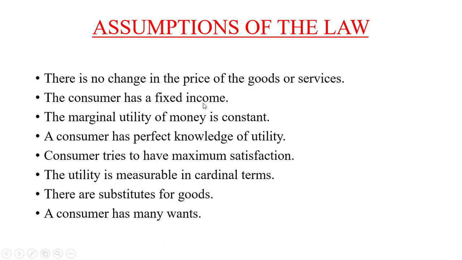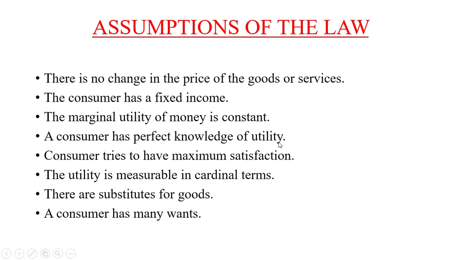The consumer has a fixed income. Now here again it is saying the consumer has a fixed income. You have a fixed income and you have to spend that money in such a way that gives you the maximum satisfaction. The marginal utility of money is constant. Why is the marginal utility of money constant? Because you have a fixed income, you have limited money, that's why the marginal utility is constant.